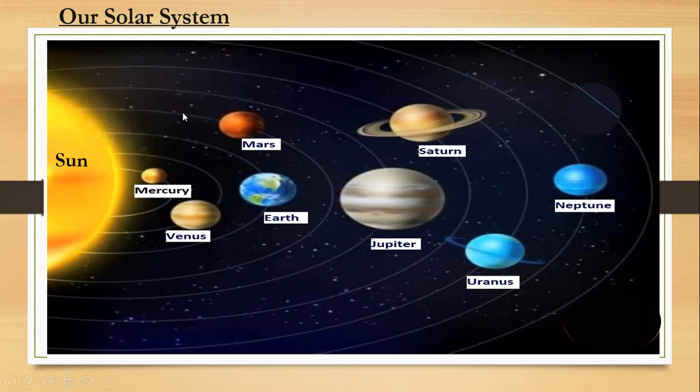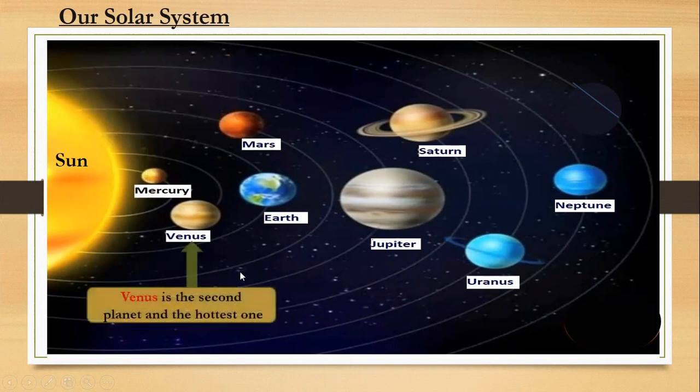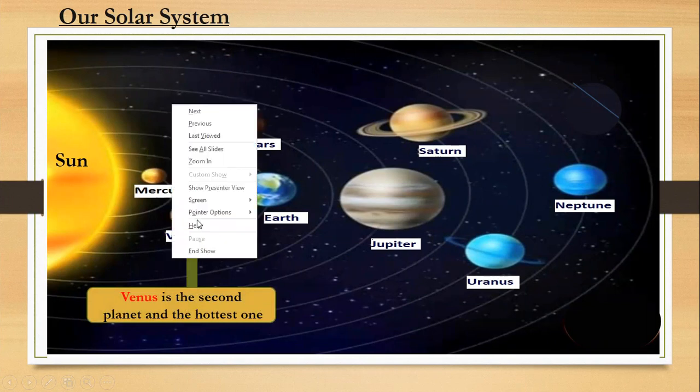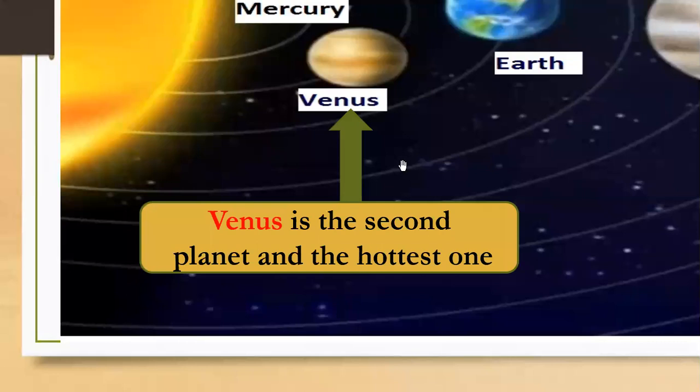This is Mercury. Now, what about the second? The second planet is Venus. الكوكب الثاني هو كوكب فينوس. Venus is the second planet and the hottest one. So Venus, كوكب الزهرة, is the second planet, هو الكوكب الثاني, and the hottest one, وهو أسخن كوكب.